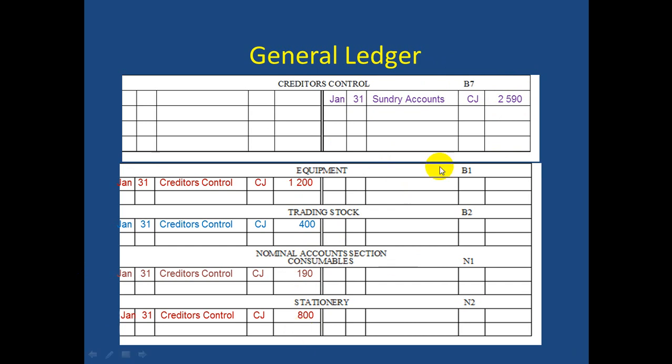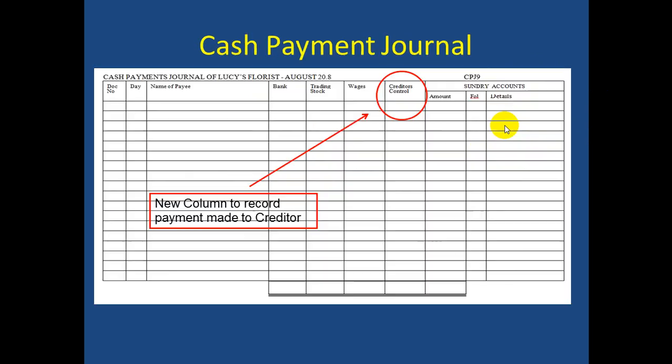Okay, let's have a look at paying back. So we've bought stuff on credit for 2,590. Our creditors control went up on the credit side because it's a liability, and liabilities go up on the credit side. But what happens when we pay this back? First of all, we'd be paying back in our cash payments journal. The only new column for you guys is where we now record payments made to our creditor. So we are now paying back. If we pay back the 2,590 Rand that we owe, it goes into our creditors control in our cash payments journal.